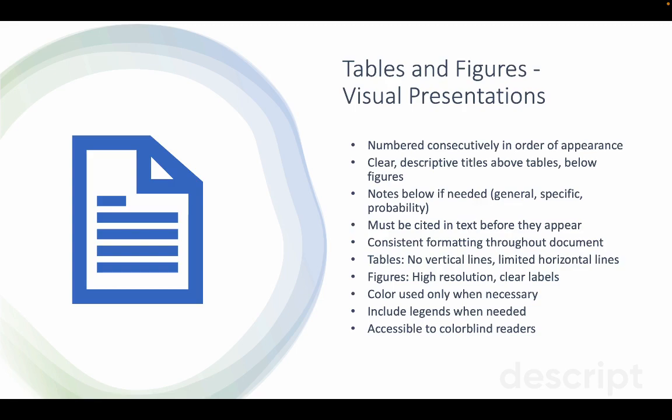Tables and figures, visual representations. Firstly, numbered consecutively in order of appearance, clear descriptive titles above tables, below figures, notes below if needed, so general, specific, probability, must be cited in text before they appear, a consistent formatting throughout document. The tables have no vertical lines and limited horizontal lines. The figures need high resolution, clear labels, and color used only when necessary. Include legends when needed and accessible to colorblind readers.